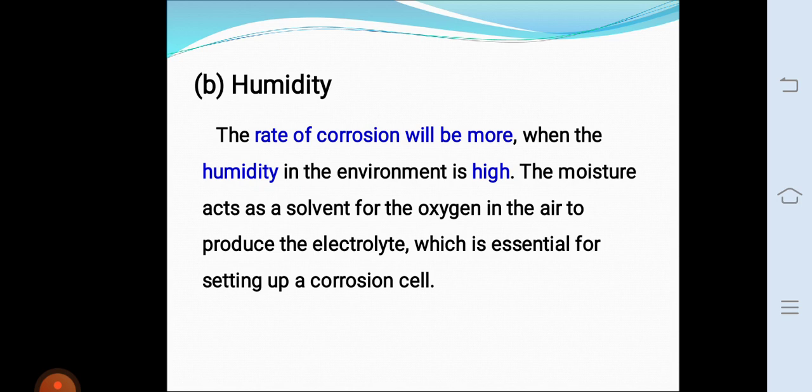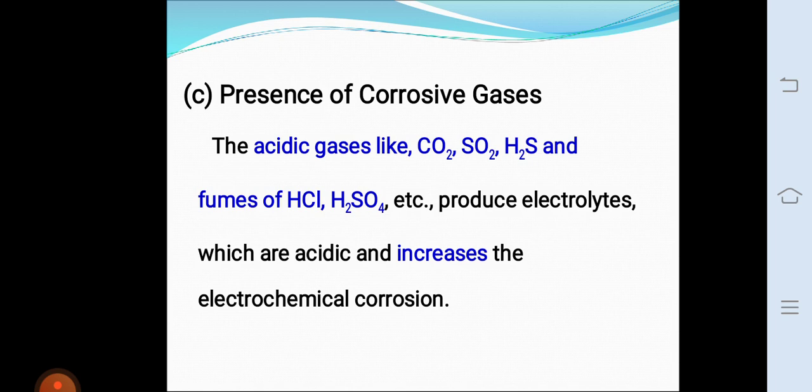The acidic gases like CO2, SO2 and H2S and fumes of HCl and H2SO4 etc. produce electrolytes which are acidic and increase the electrochemical corrosion. The presence of suspended particles. Particles like NaCl, ammonium sulfate along with moisture act as powerful electrolytes and thus accelerate the electrochemical corrosion.